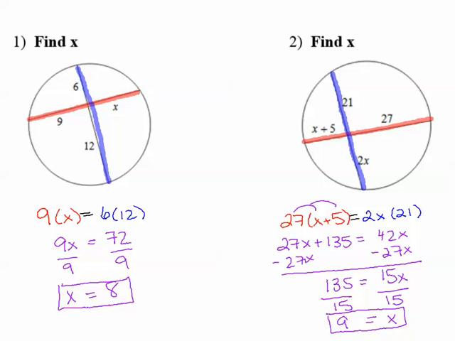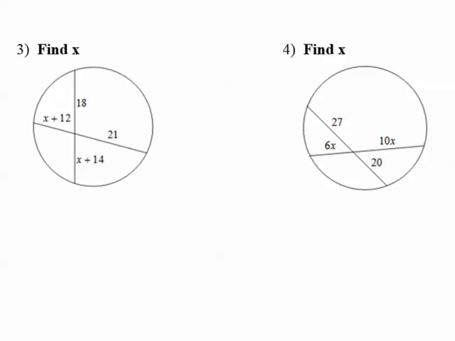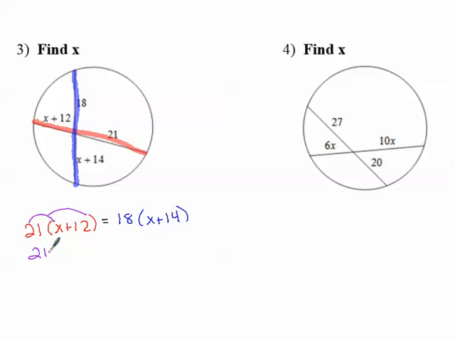Now I'm going to look at 2 more examples. Once again, I'm going to highlight both sides. There's my red highlighter and my blue highlighter. So when I look at the red, I get 21 times x plus 12 equals, and in blue I get 18 times x plus 14. So what I'm going to do next is I'm going to use my distributive property to go ahead and solve this, and I get 21x plus 252 equals, distribute on both sides this time, 18x plus 252.